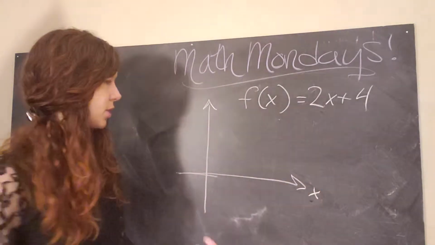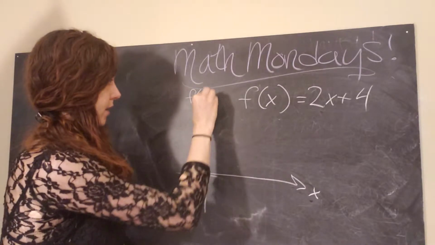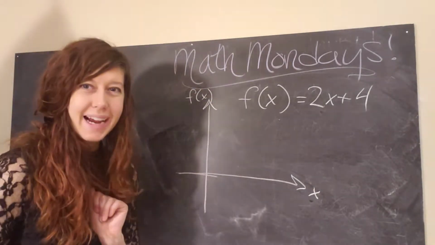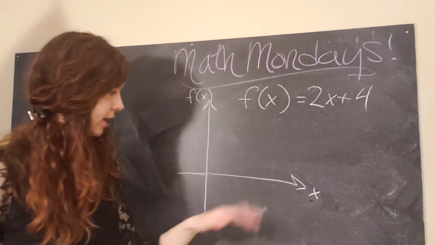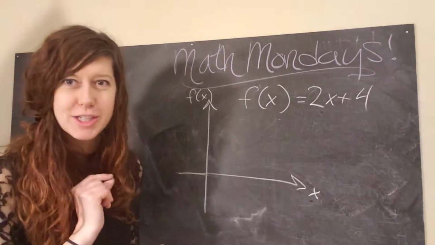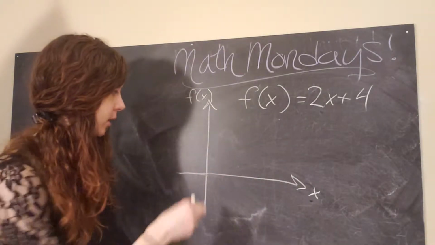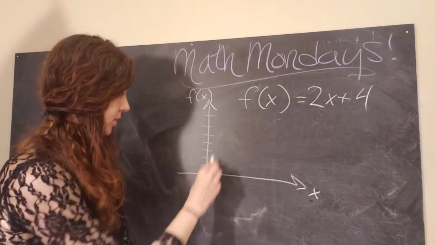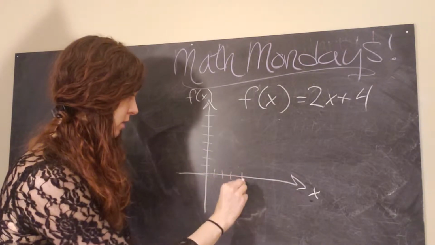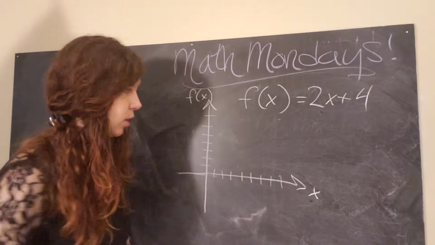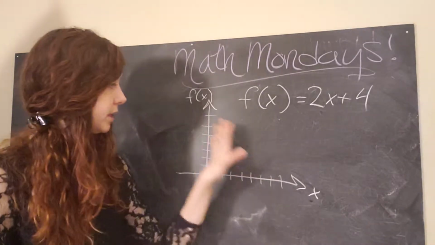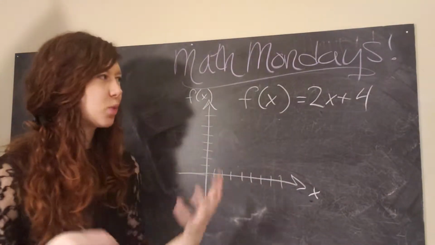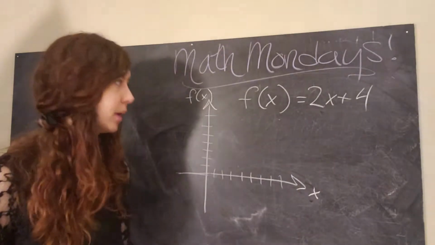So again, we have x on the horizontal axis and f of x on the vertical axis. Us good mathematicians will always label our axes so that other folks, including our future selves, can know what we're talking about here. And I'm going to make some tick marks, or just lines on the graph, and try to make them as even as possible. Note that this is not equally spaced lines, so it's not going to be perfect, but we just want to get an understanding of what's happening.